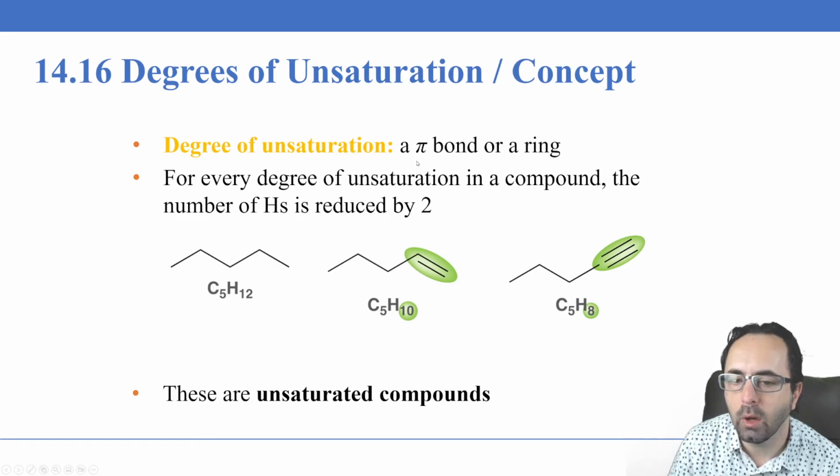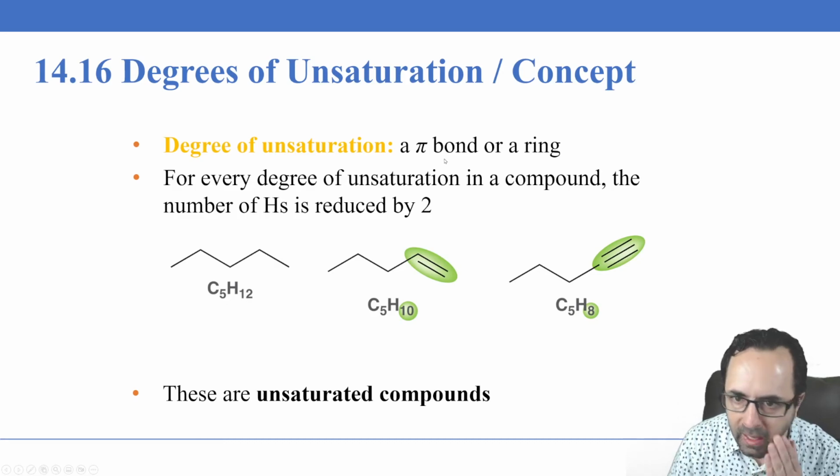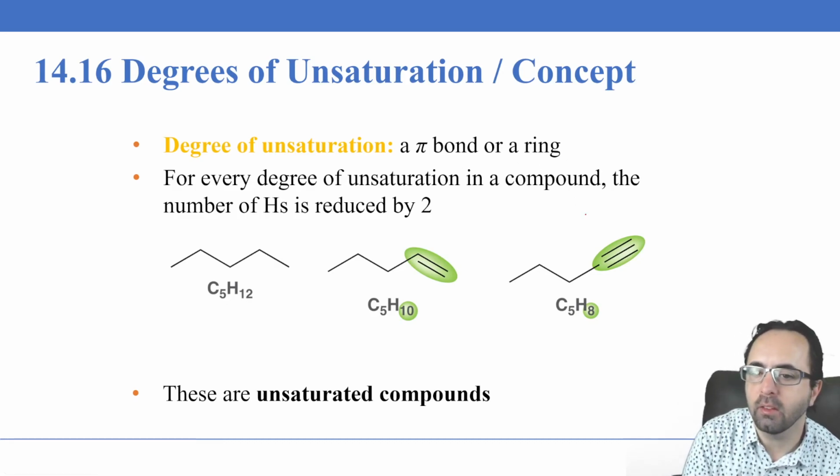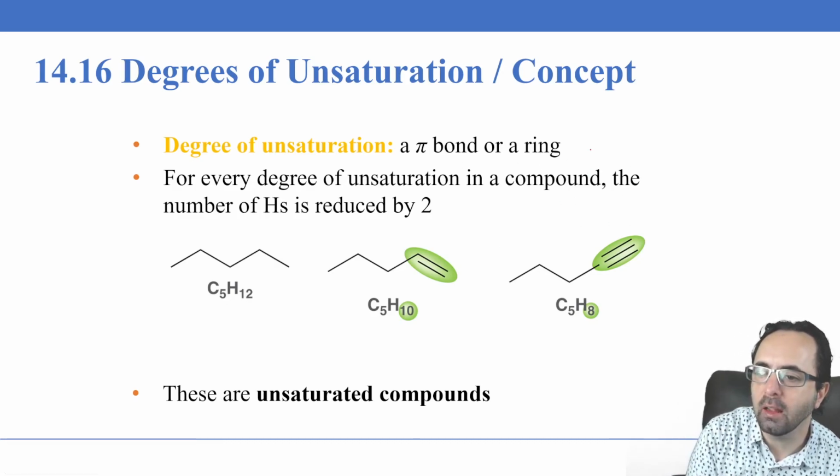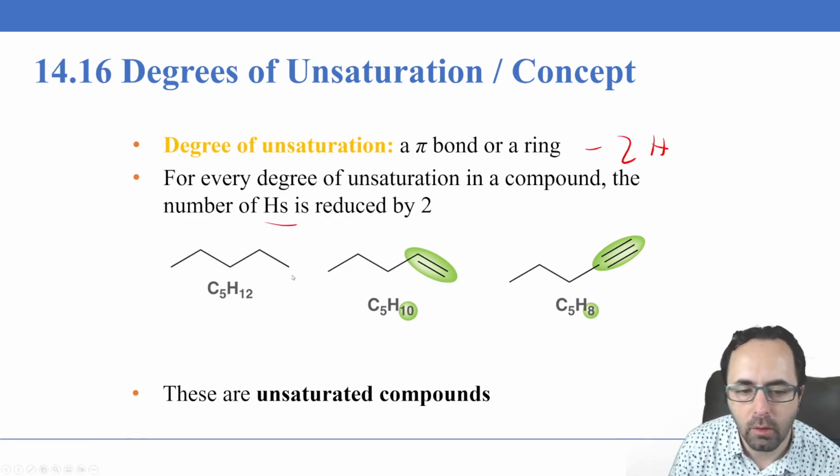So what I just described was referred to as the degree of unsaturation. Every pi bond or ring counts as a degree of unsaturation. And so that's minus 2 hydrogens. The number of hydrogens is reduced by 2. So again, saturated pentane is C5H12. With a double bond, it's C5H10. With a triple bond, it's C5H8. The ones with the double and triple bond are referred to as unsaturated.